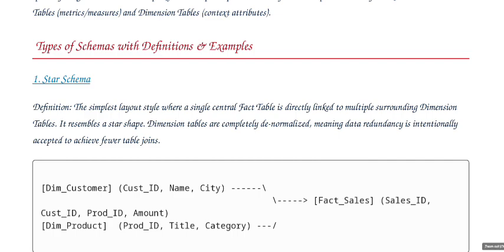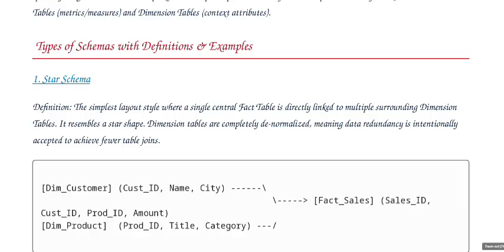See, the star schema is the simplest layout style, where a single central fact table is directly linked to multiple surrounding dimension tables. It resembles a star shape. Dimension tables are completely denormalized, meaning data redundancy is intentionally accepted to achieve fewer table joins. See, normalized means the tables can be split into more tables. Denormalized is quite the opposite of normalized.